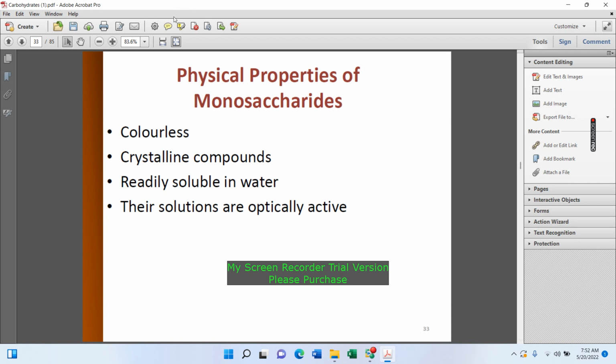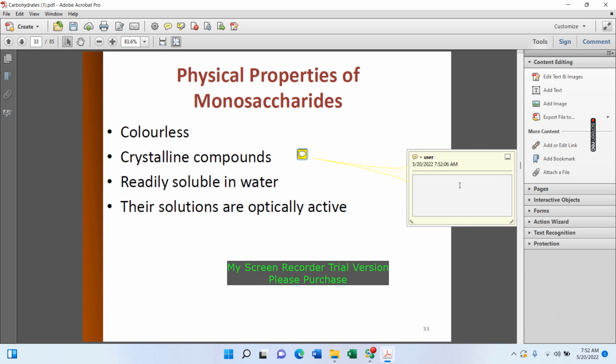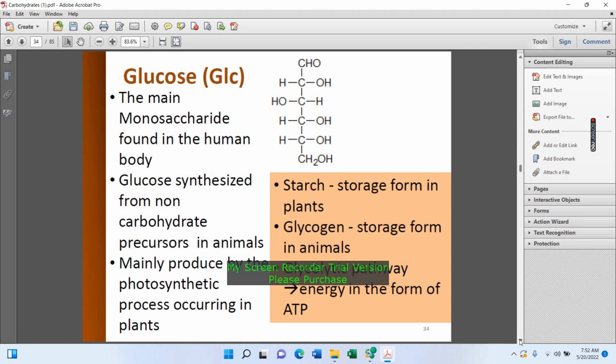What's important is that solutions are optically active. It's kind of very new for us, right? Optically active solutions in monosaccharides. It's a physical property of monosaccharides. So let's move fast to the next slide because there are tons of things to discuss.